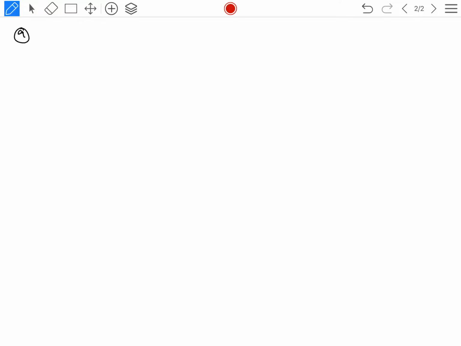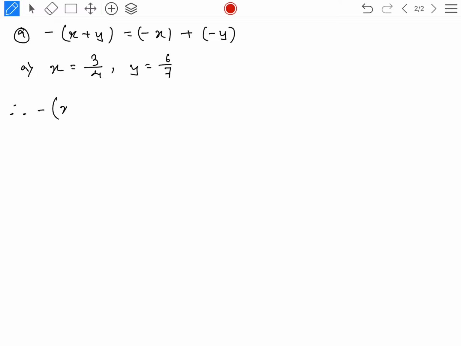Look at question number 9. The condition given is: minus of x plus y should be equal to minus x plus minus y. In the first one, x is given as 3 by 4 and y is given as 6 by 7. Let us solve. Let us first find minus of x plus y. It is given minus x, which is 3 by 4, and plus y, which is 6 by 7. The LCM of 7 and 4 will be 28.